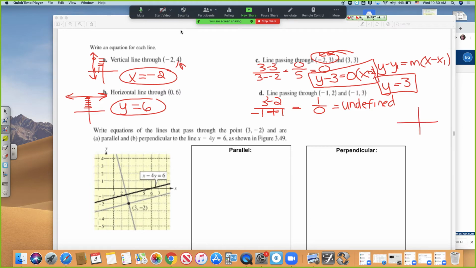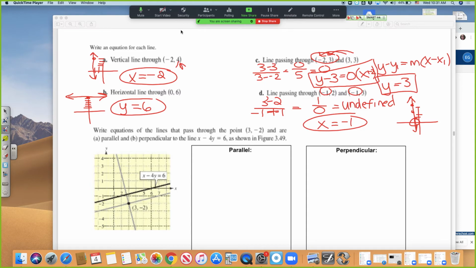If I was to sketch this really quick, negative 1, 2 would be here. Negative 1, 3 would be here. I could see from looking at these 2 points, they are on a vertical line like this. Vertical lines, instead of using any type of point slope form, are always going to start with just x equals wherever it crosses the x-axis, or whatever number they share. It's always going to be x is equal to negative 1 like that.